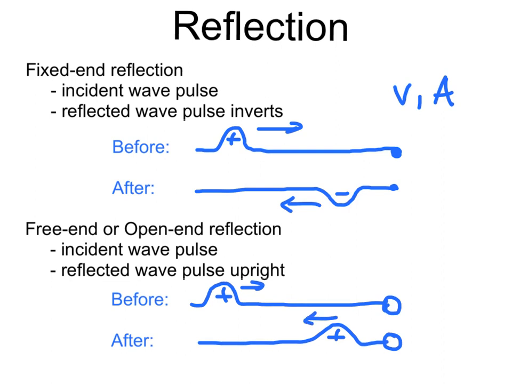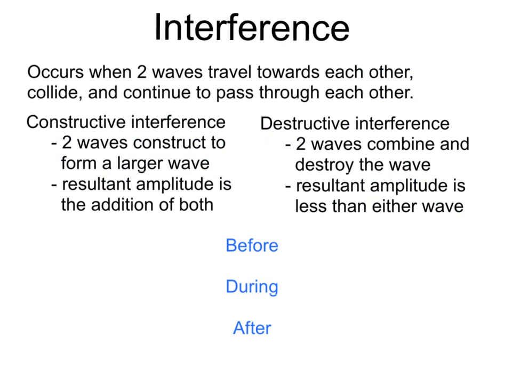Interference. This occurs when two waves traveling towards each other collide and then continue to pass through each other. There are two types of interference, constructive interference and destructive interference. In constructive interference, this is where two waves construct to form a larger wave, thus resulting in an increased amplitude that is the addition of both.